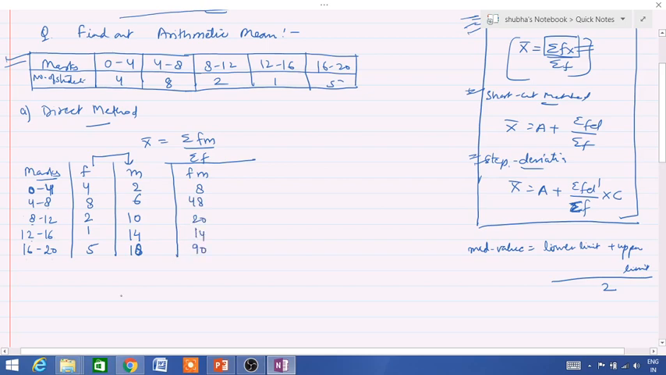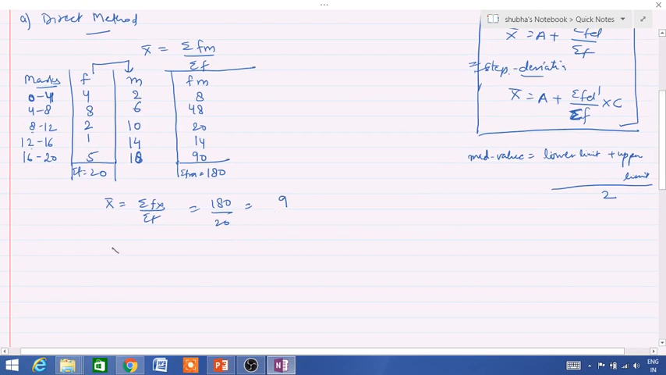Right? Now by putting the values in the formula, sigma fm over sigma f, we have to calculate sigma f. Sigma f is 20, and sigma fm, the total, is 180. By putting the values, 180 divided by 20, it is 9. So here by direct method we get mean 9, and the same answer should come by all the three methods when we have the same question.